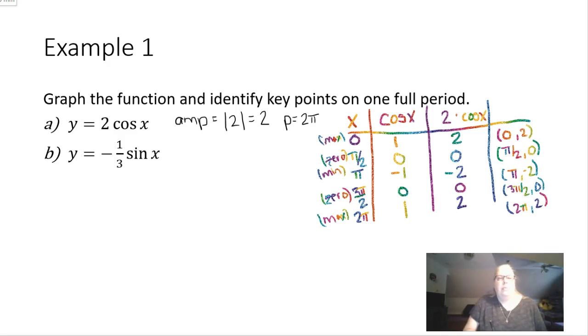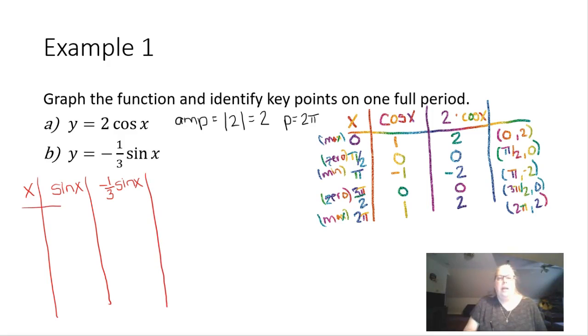So again, I'm going to choose my angle, and then I'm going to take the sine of that angle, and then I'm going to multiply it by negative 1/3. And the sine has the same key points that the cosine has, in that its maximum, minimum, and zeros occur at these angles: 0, pi over 2, pi, 3 pi over 2, and 2 pi. And we know this from the unit circle. So I'm going to choose the same angles.